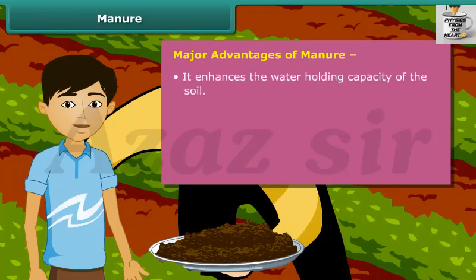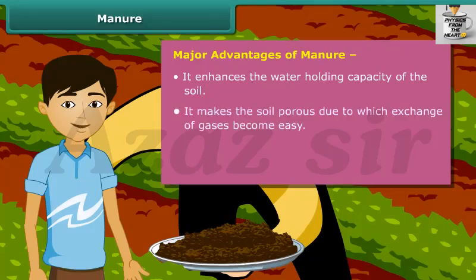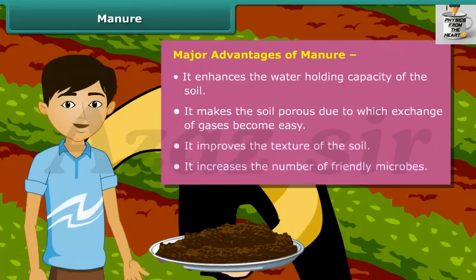Manure enhances the water-holding capacity of the soil. It makes the soil porous, due to which exchange of gases becomes easy. It improves the texture of the soil. It also increases the number of friendly microbes necessary for a healthy crop.